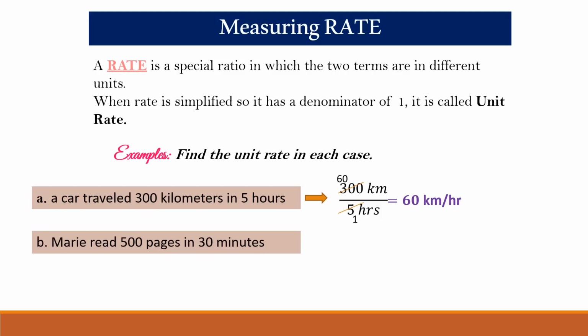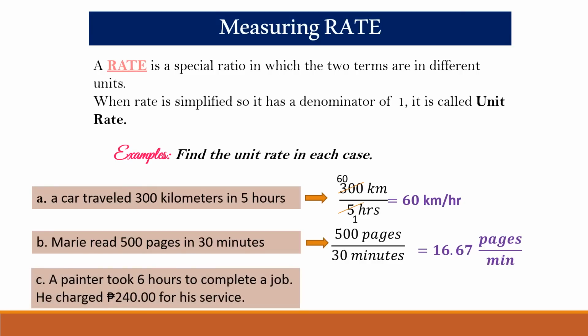For example B, we have Marie read 500 pages in 30 minutes. Again, we write it as a fraction. So we have 500 pages over 30 minutes. We divide them by 30. So 500 divided by 30 is approximately 16.67. And then we write our units, pages per minute. So Marie can read 16.67 pages per minute.